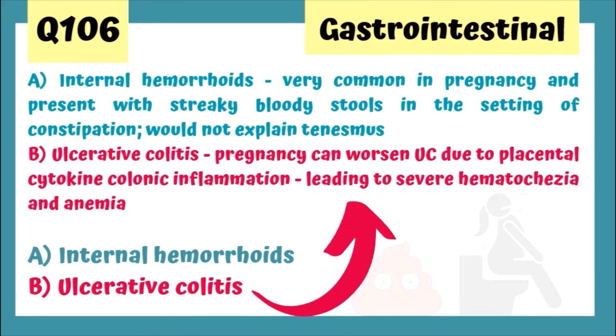Pregnancy can worsen ulcerative colitis due to placental cytokine colonic inflammation, leading to severe hematochezia and anemia. As opposed to internal hemorrhoids, that's very common also in pregnancy, but it presents with streaky bloody stools in the setting of constipation. It would not explain tenesmus.